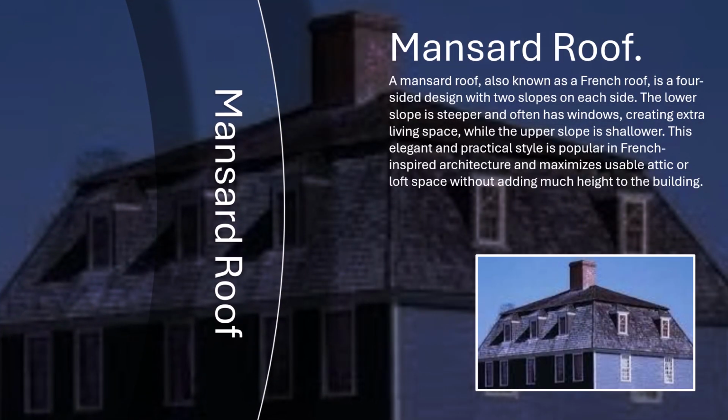Mansard roof. A mansard roof, also known as a French roof, is a four-sided design with two slopes on each side. The lower slope is steeper and often has windows, creating extra living space, while the upper slope is shallower. This elegant and practical style is popular in French-inspired architecture and maximizes usable attic or loft space without adding much height to the building.